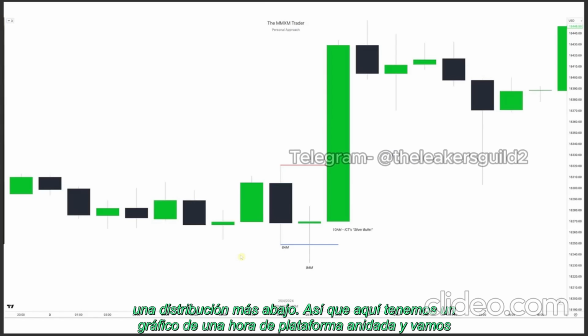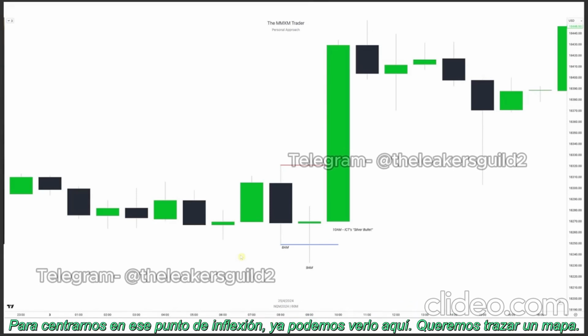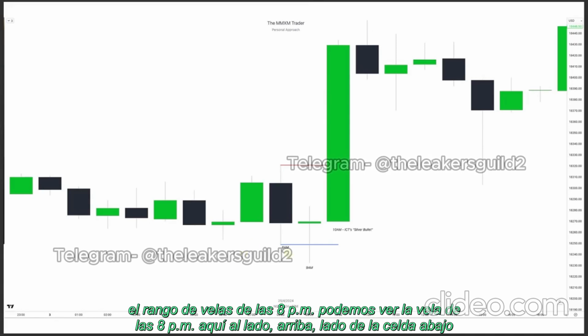So over here we've got a Nasdaq 1-hour chart, and we're going to be focusing on that swing point, right? We can see it already over here. We want to map out the 8 a.m. candle range.